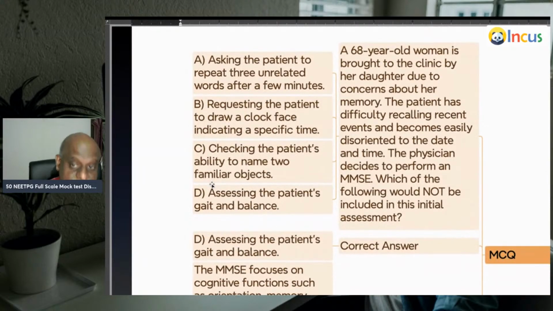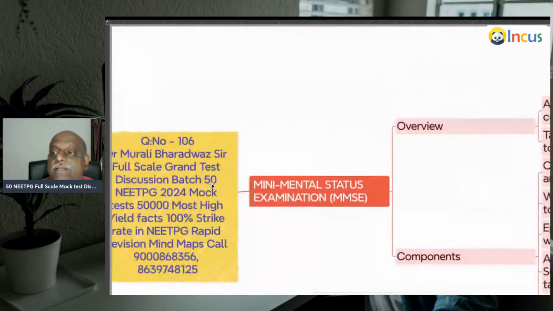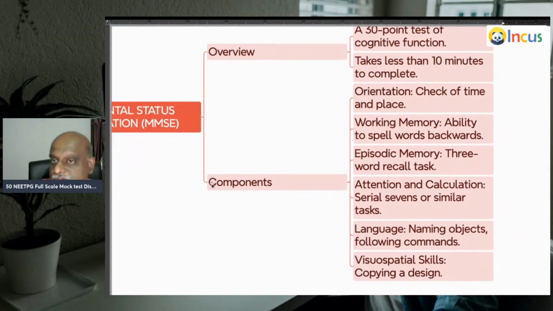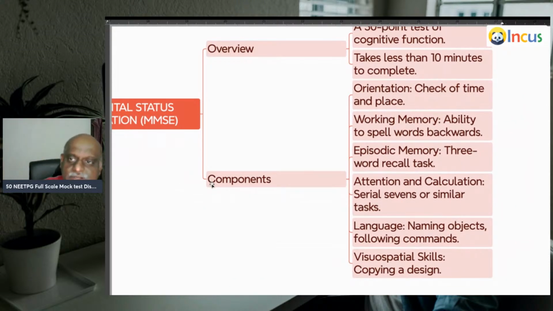A 68-year-old woman brought with a complaint about her memory. You have done MMSE. Now the question comes, what is included in MMSE? So MMSE is a 30-point test for cognitive function. Takes less than 10 minutes.